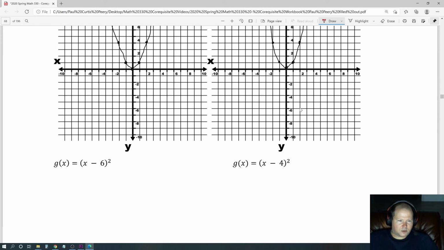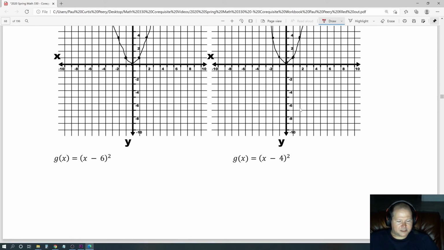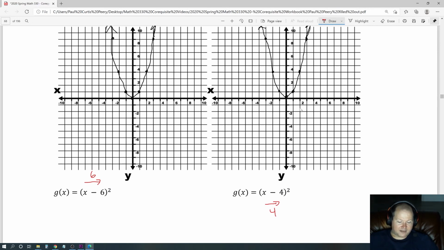Okay, so this one right here, because I'm subtracting 6, it's going to make it go 6 to the right. Because on the one over here, I'm subtracting 4, it's going to make it go to the right 4. So it's the opposite look. Whenever you modify the x values, it has kind of the opposite looking effect.